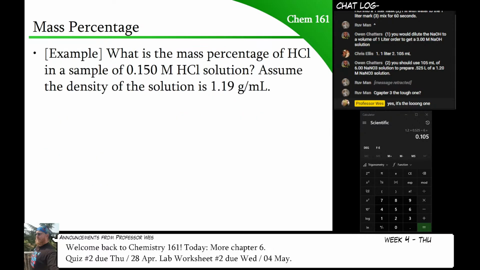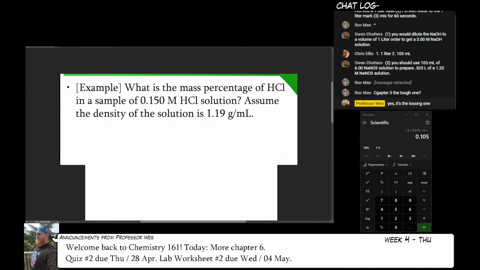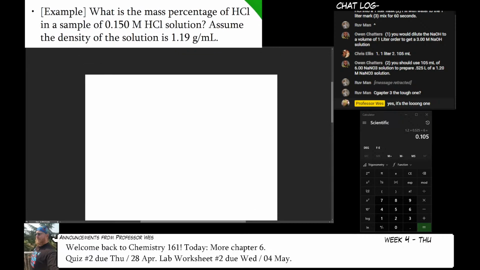All right. So let's do an example. What is the mass percentage of HCl in a solution that has this molarity? Here's its density. So I'm giving you a bunch of units here. And the reason for this is because we're going to need the components of mass percentage in order to answer this problem. And so we're going to need all sorts of different things here.